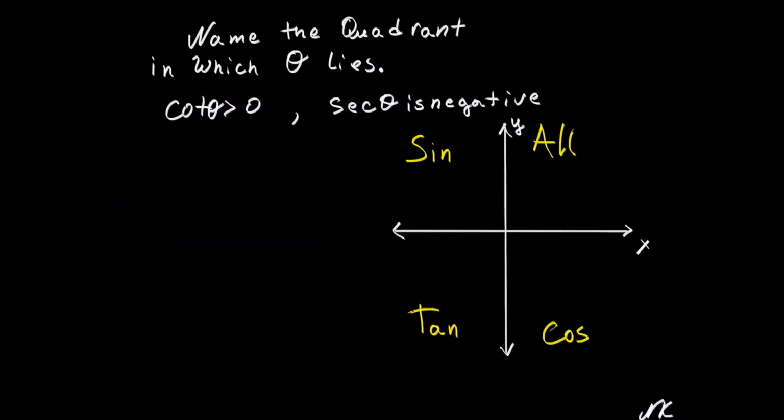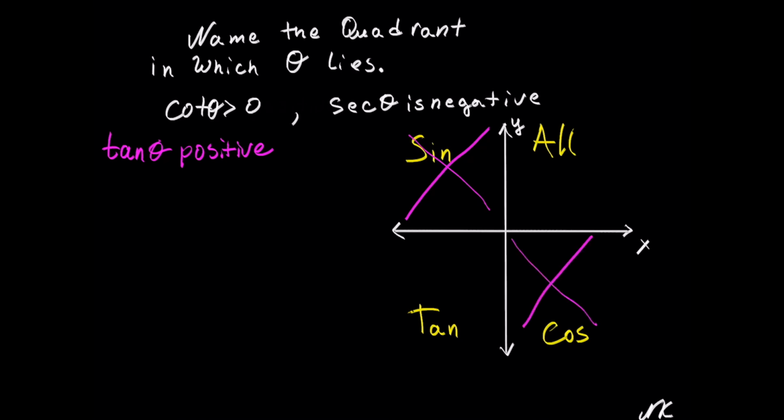In this example, we are given that cotangent of theta is greater than 0 and secant of theta is negative. If cotangent function is greater than 0, this means that tangent of the same angle is also greater than 0, which means it's positive. If tangent of theta is positive, the angle theta cannot fall in the second quadrant because only sine and its reciprocal is positive there. Theta cannot be in the fourth quadrant either because only cosine and its reciprocal is positive there.